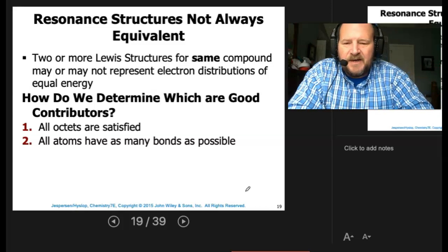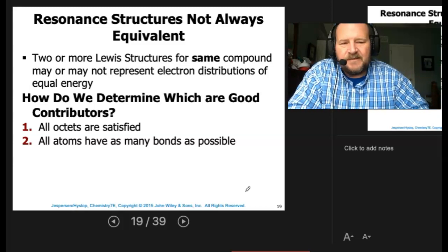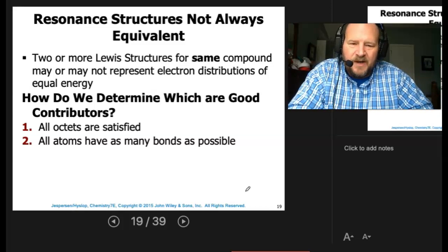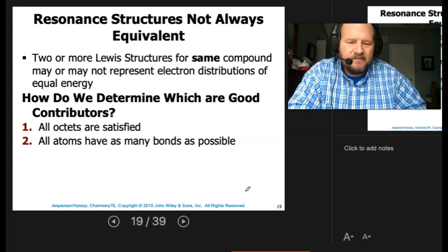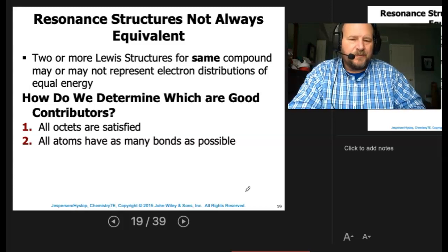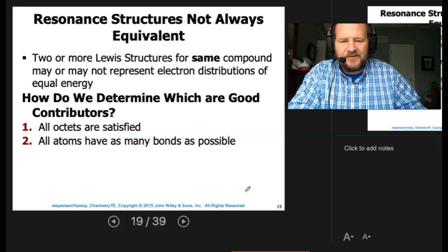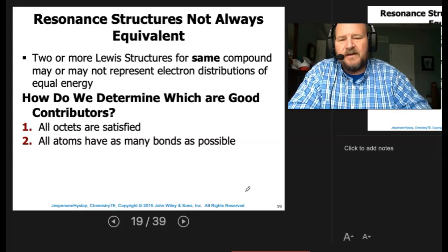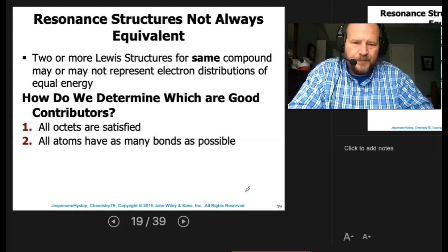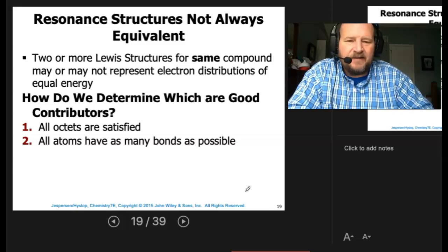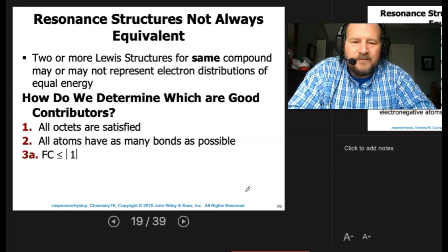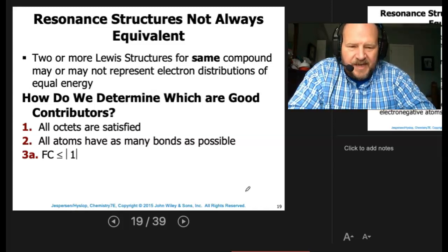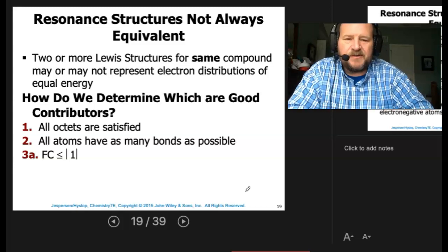All atoms have as many bonds as possible. Okay, so if they can only have one bond, then they only have one bond. If it requires a double bond, then that's fine. If it's a triple bond, make sure they're atoms that can have a triple bond. Okay, none of them should ever have a quadruple bond. That doesn't happen yet, not until we get to metals. Formal charge, in theory, in most cases, is going to be less than or equal to plus or minus 1.